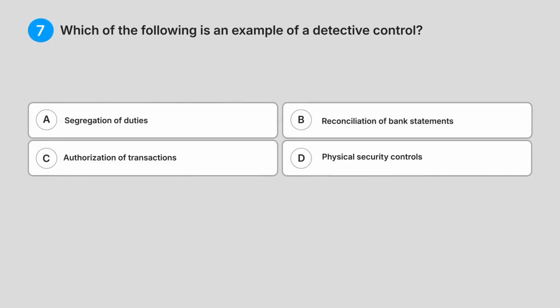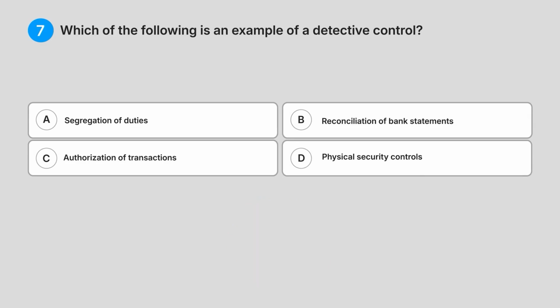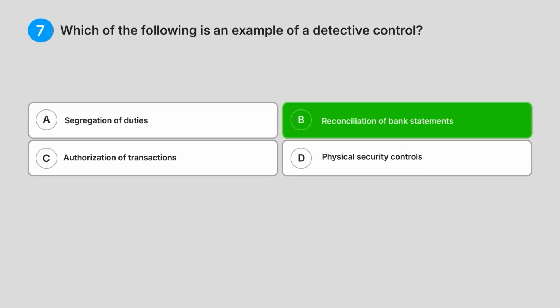7. Which of the following is an example of a detective control? A. Segregation of duties. B. Reconciliation of bank statements. C. Authorization of transactions. D. Physical security controls. Can you guess the answer? Correct answer. B. Reconciliation of bank statements.